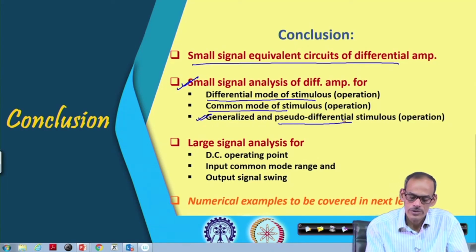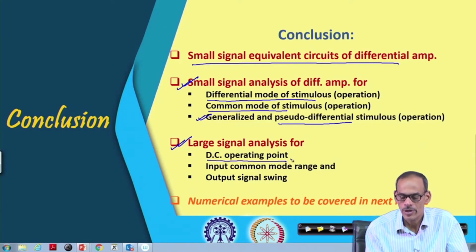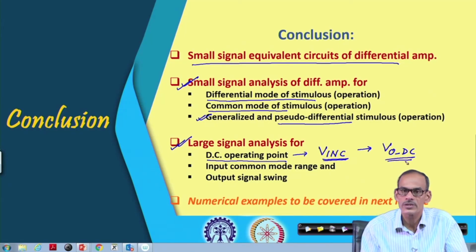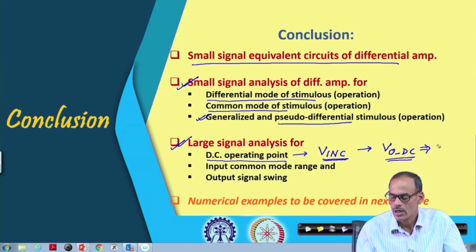Then we talked about the large signal analysis, where we mentioned the importance of the DC operating point, and the DC operating point is a strong function of the input common mode voltage V in C, which also defines the output difference DC voltage, and both this input common mode voltage and output DC voltage and the range of operation of the transistor define the output swing.